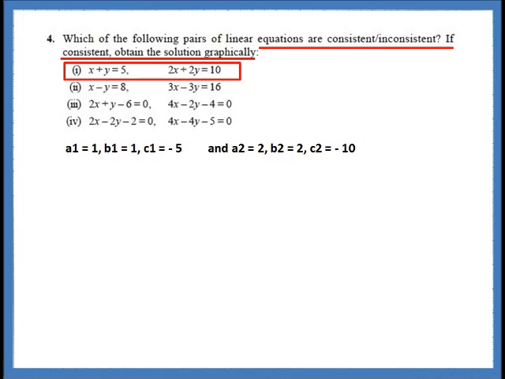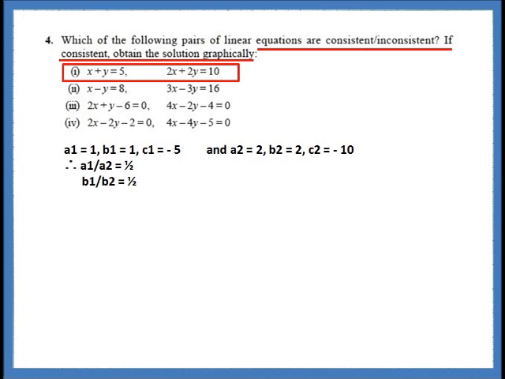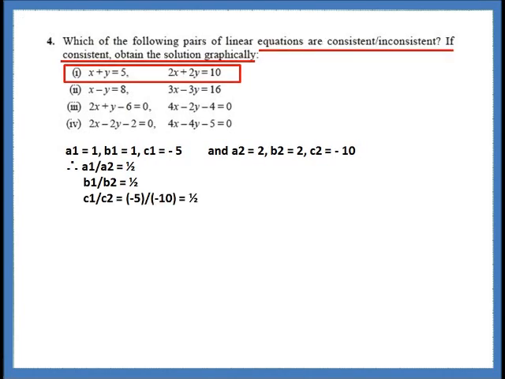According to these two equations, that is x + y = 5 and 2x + 2y = 10, we find that a1 = 1, b1 = 1, c1 = -5 and a2 = 2, b2 = 2 and c2 = -10. Therefore, a1/a2 = 1/2, b1/b2 = 1/2, c1/c2 = -5/-10, and that is equal to half or 1/2.